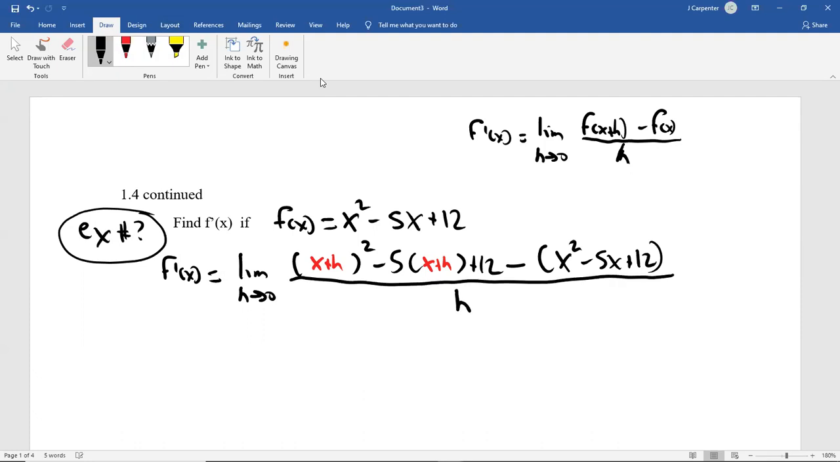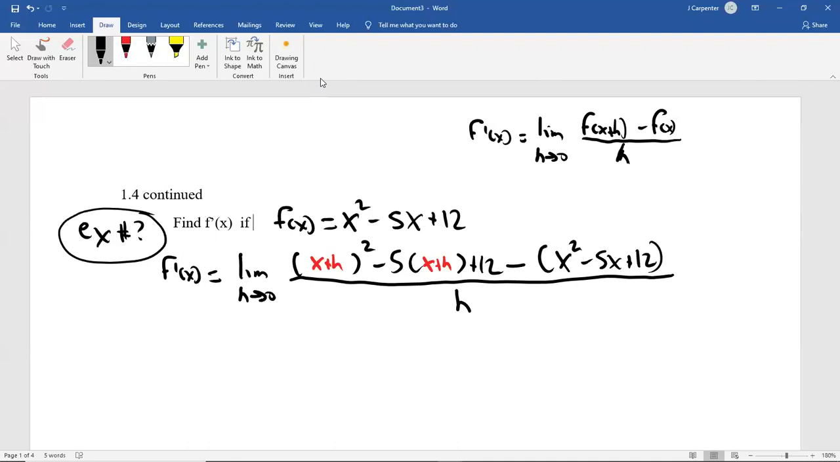Remember, this was just originally the slope formula, y2 minus y1 over x2 minus x1. But then we changed it to function notation, f of x2 minus f of x1 over x2 minus x1. And then we called x2 just the original x value plus h. And when we did that, the x's in the bottom canceled. That's why it doesn't quite look the same, but arithmetically and algebraically, it is the same.